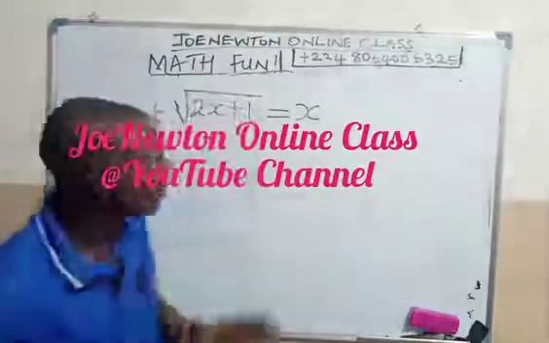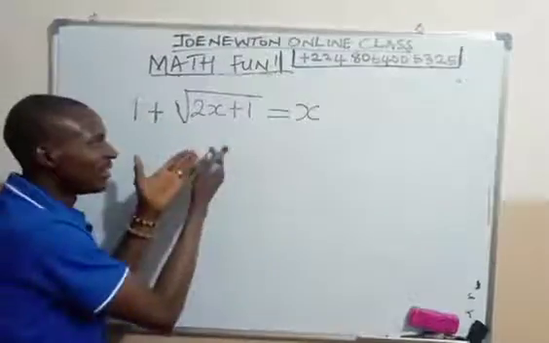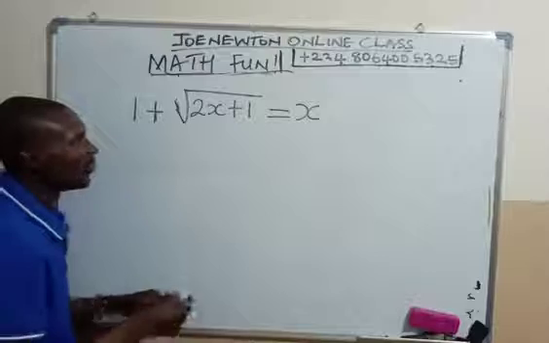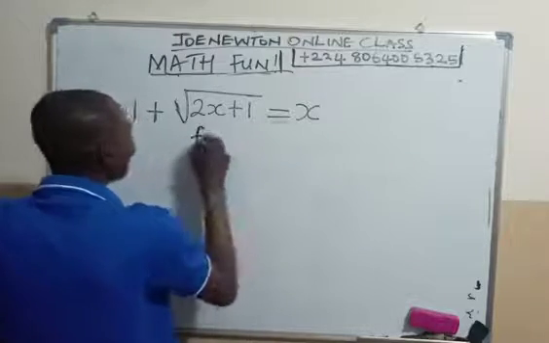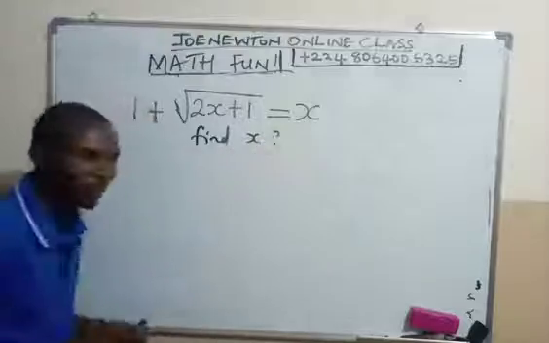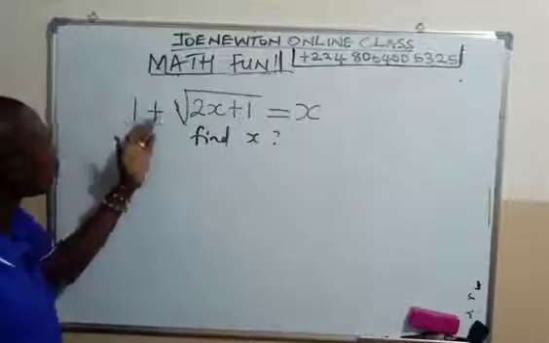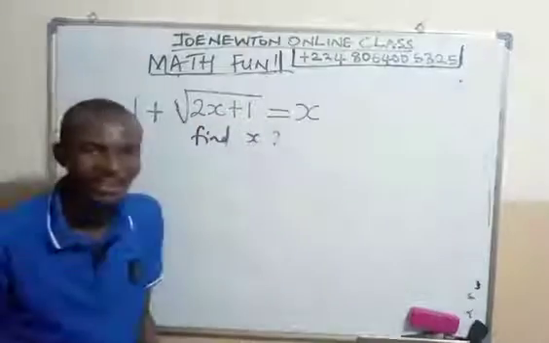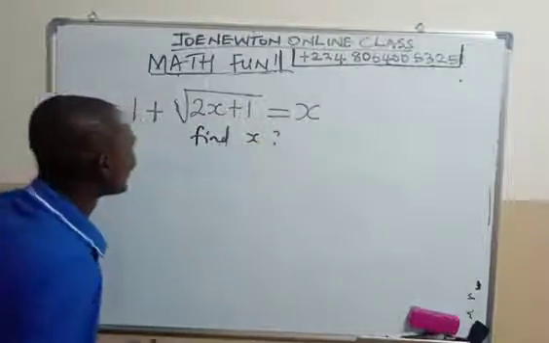Quickly, we have a task on the board. Let us solve this thing quickly. We are asked to find the value of x. That's the question. We have that 1 plus the square root of 2x plus 1 is equal to x. So let us find the value of x.